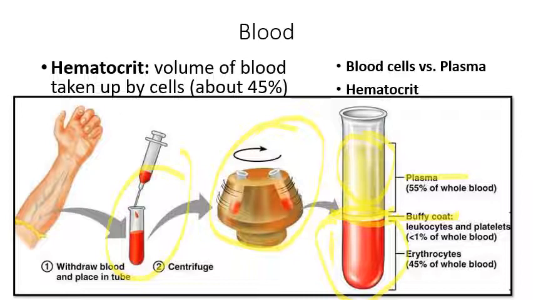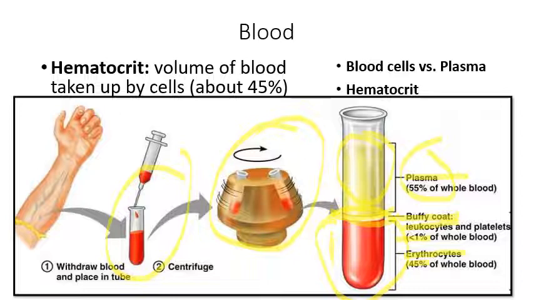So the erythrocytes are red blood cells. The erythrocytes take up about 45% of the volume. The leukocytes are the white blood cells, and they take up less than 1%. And then the plasma takes up around 55%. Okay, so the buffy coat is made of white blood cells, also known as leukocytes.